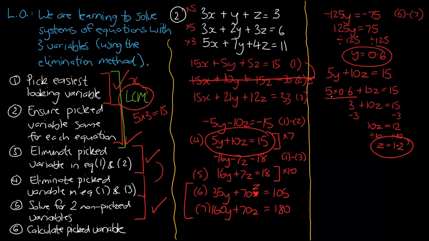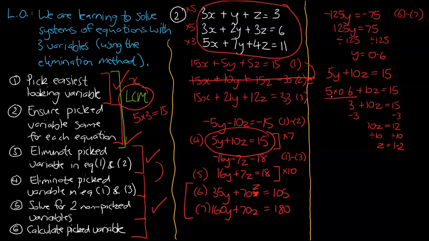So our last step is calculating the picked variable, which was x. Now that we're at this stage, we go back to our very original equations, and we try to pick the easiest looking one. And I think, again, it's that first equation that we're going to use. So we've got 3x plus y plus z equals 3.